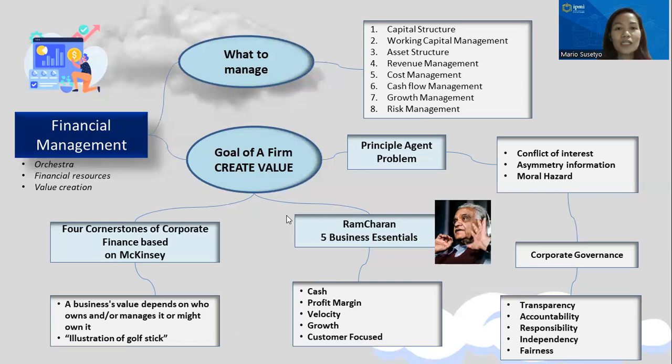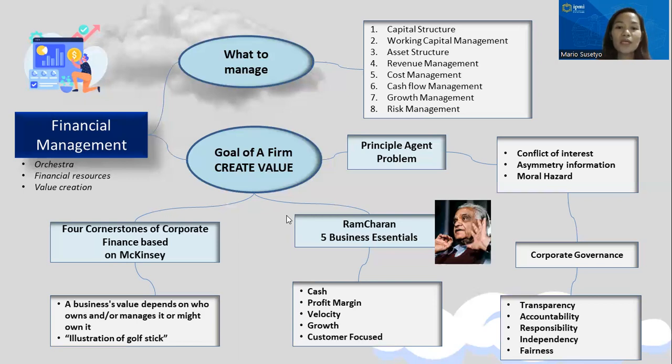The solution cannot be only one. It should be a comprehensive solution. It is called good corporate governance. Good corporate governance consists of 5 things. We call it TARIF. T for transparency, A for accountability, R for responsibility, I for independency, and F for fairness.